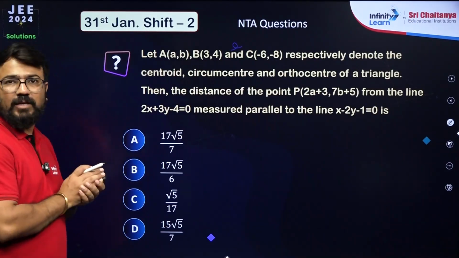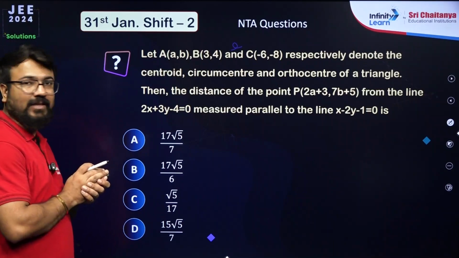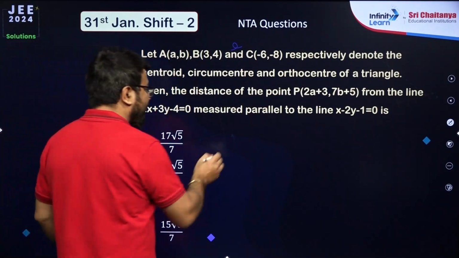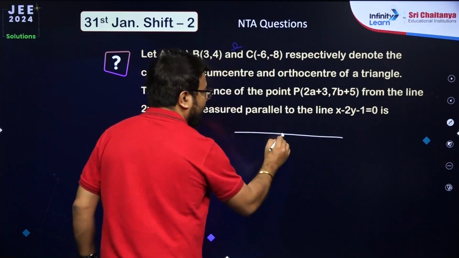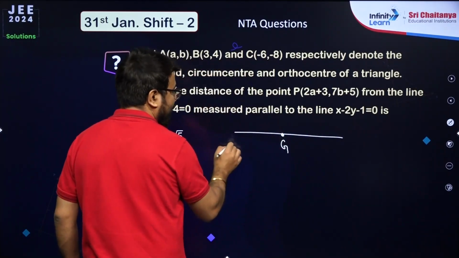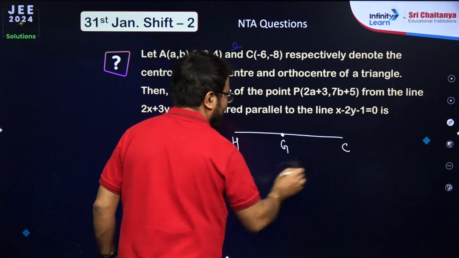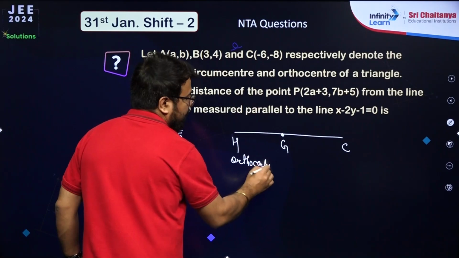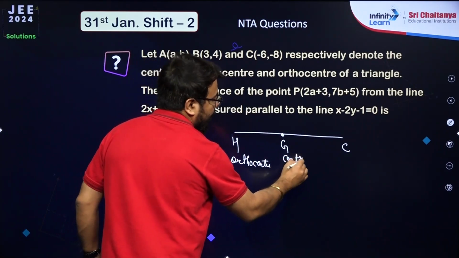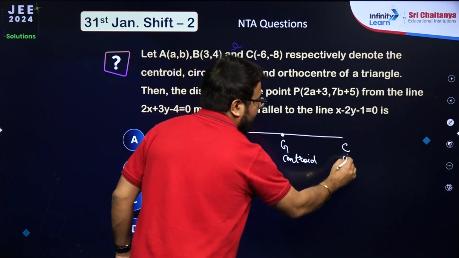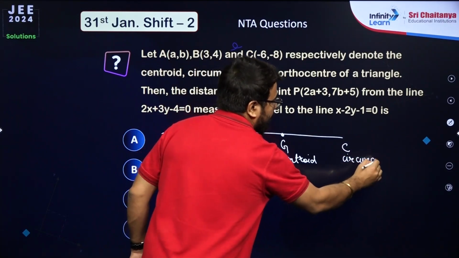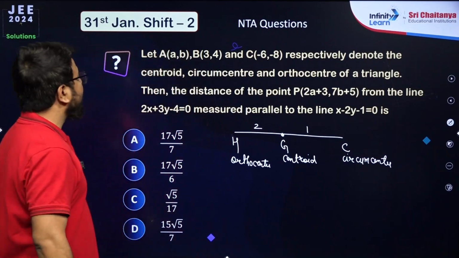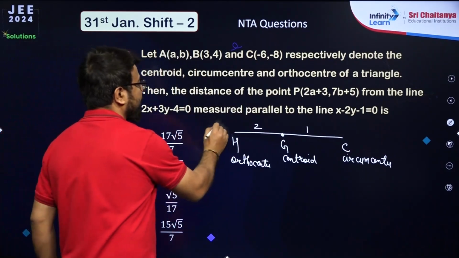Here we have A coordinate, B coordinate, C coordinate respectively. They are the centroid, circumcenter and orthocenter. The very first property is that the centroid divides the line joining orthocenter and circumcenter. Suppose this is ortho, this is centroid, and this one is circumcenter. So this property you should know before attempting this question. So here orthocenter is -6, -8.